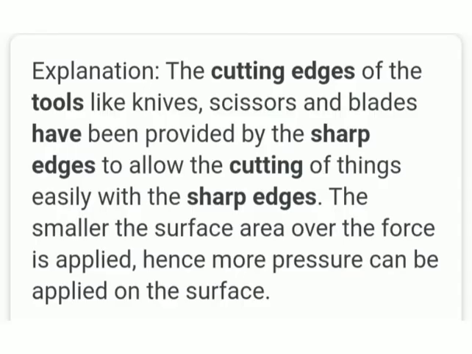Explanation. The cutting edges of tools like knives, scissors, and blades have been provided with sharp edges to allow the cutting of things easily. The smaller the surface area over which the force is applied, the more pressure can be applied on the surface. That is, pressure is inversely proportional to the area. When area decreases, the pressure increases. So we can cut things easily with sharp-edged tools.